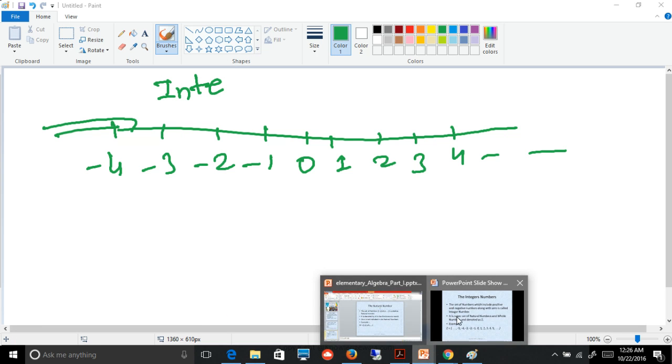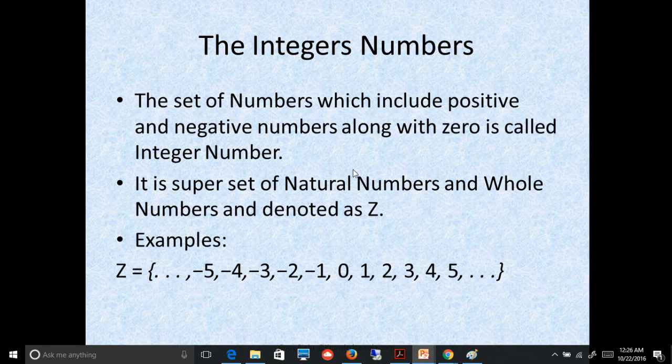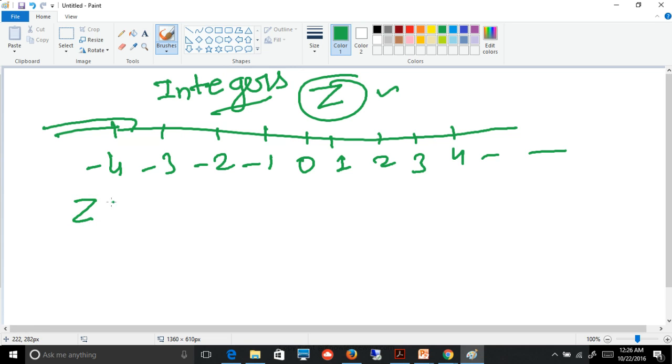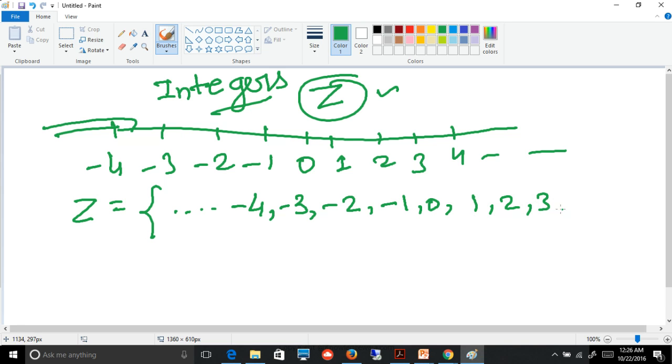So we will see here. This is called integer numbers, and it is represented by capital Z. So we can say Z equals and so on, -4, -3, -2, -1, 0, 1, 2, 3, 4, and so on. This is called the integer numbers, and it is represented by capital Z.